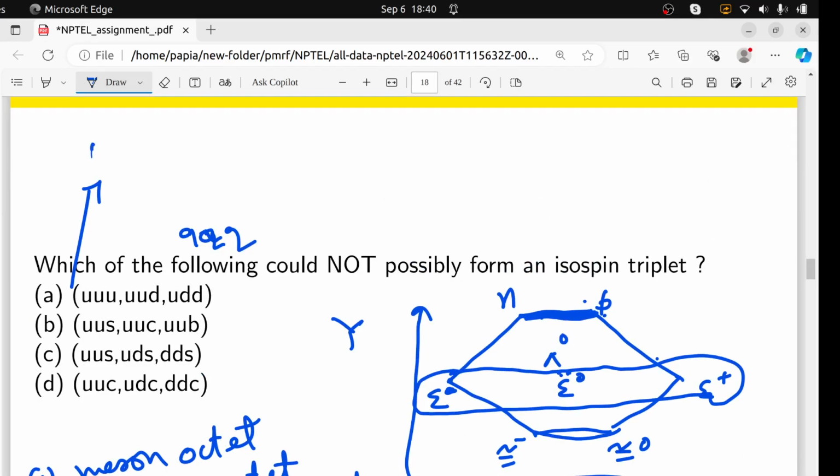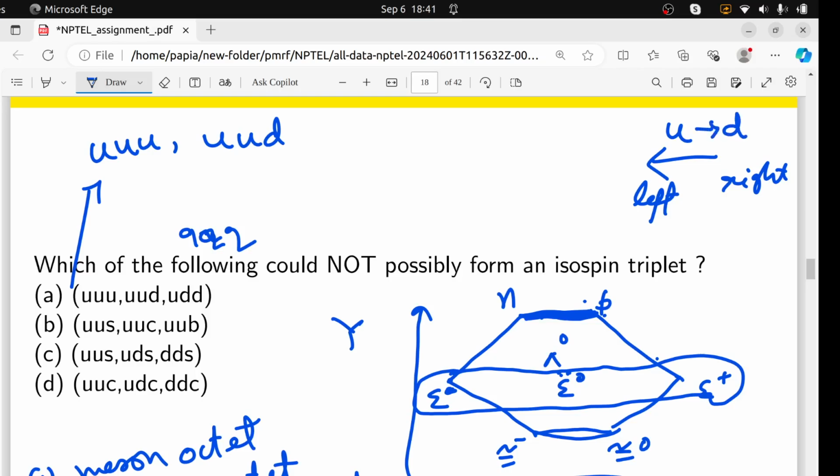Option A: U U U, U U D. Now see what is happening here. U is replaced by D. That is fine. U is replaced by D when we are going from right to left, because right to left means this is right, this is left. From right to left, one U is being replaced by D.